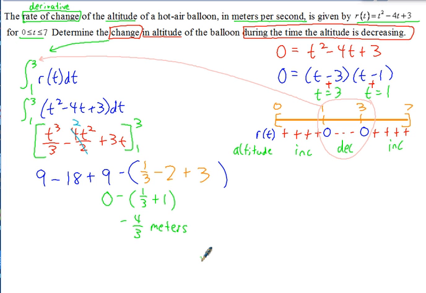And let's think, does a negative answer make sense here? Well, the change in altitude during the time the altitude is decreasing. Well, if the altitude is decreasing, shouldn't the change be negative? Then it is. So it does make sense. If we were trying to find the change in the altitude during the time the altitude was increasing, then we would expect a positive answer. But notice on this one, if it said when the altitude is increasing, we would have had to use two integrals, from 0 to 1 and 3 to 7, and then added those two up.